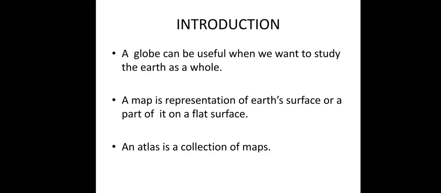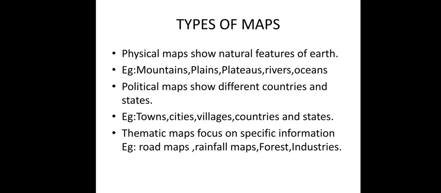And we have one book, a collection of maps. Many maps will be there in the book. What is the name of the book? Everyone has come across this. It is a book named Atlas. Next comes the types of maps.